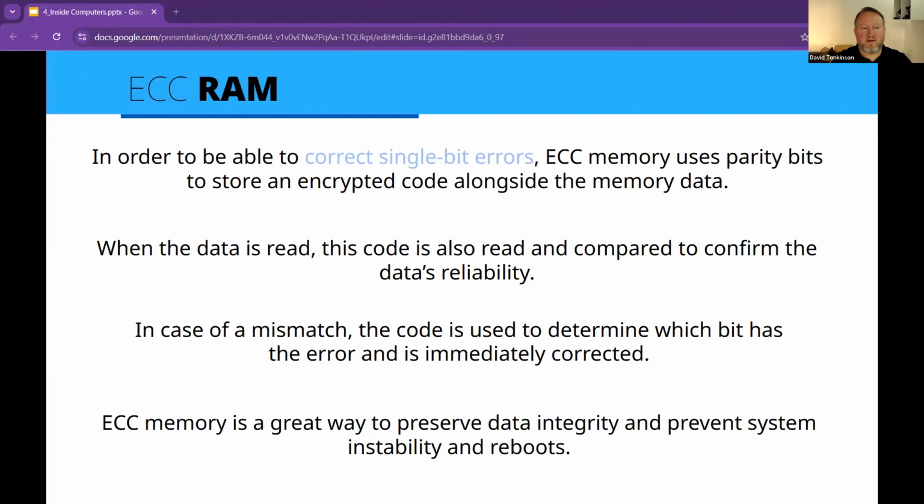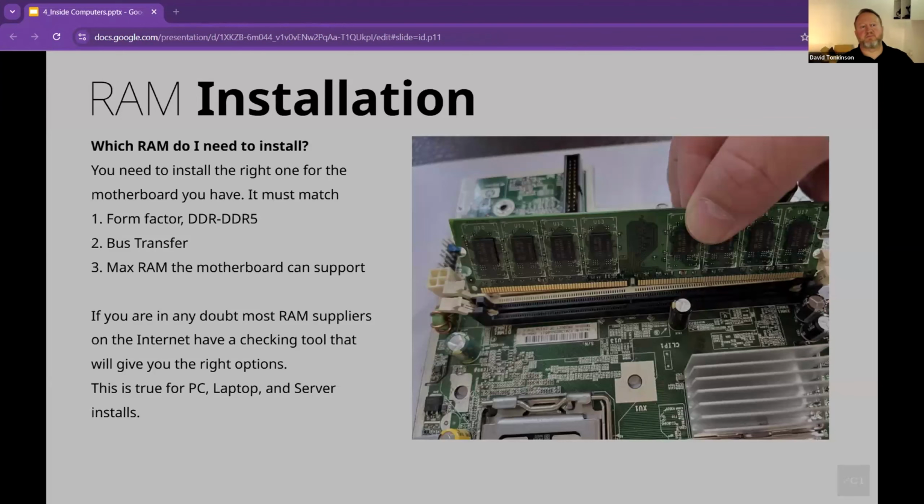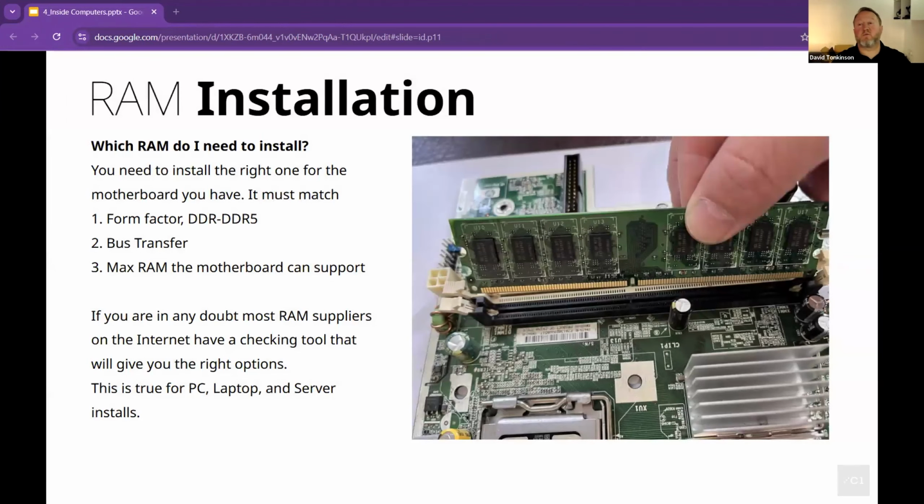Good stuff, everyone. Any further questions around RAM before we start talking about installing things? Good. So let's have a little look at a RAM installation. The first question you ask yourself is, which RAM do I install? The form factor, in terms of the number of pins, is important, and you'll find all these details from your motherboard, your manufacturer's website, or off the good old-fashioned internet.